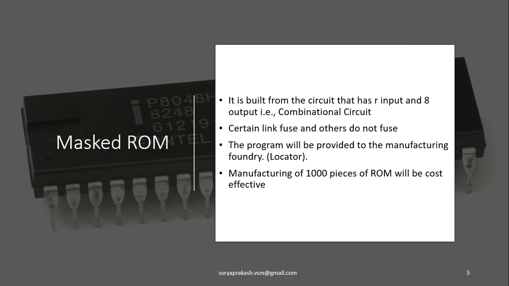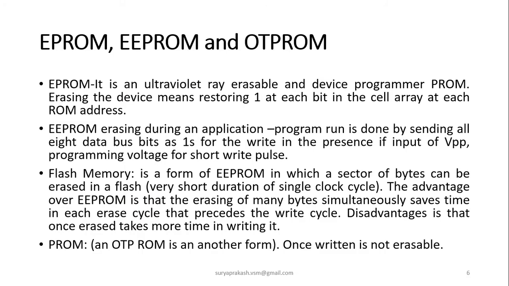An order of at least 1,000 pieces of ROM will be cost effective. Now, EPROM, EEPROM and OTP-ROM. The EPROM is an ultraviolet ray erasable and device programmable read-only memory. Erasing the device means restoring 1 at each bit in the cell array, where 0 means there is some memory stored, and 1 means all the memory is cleared at each ROM address.